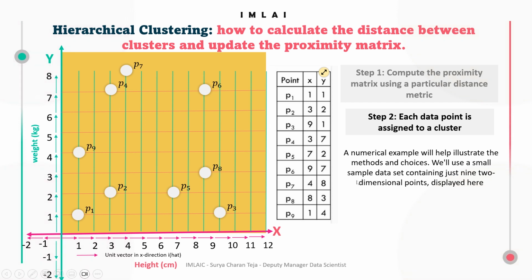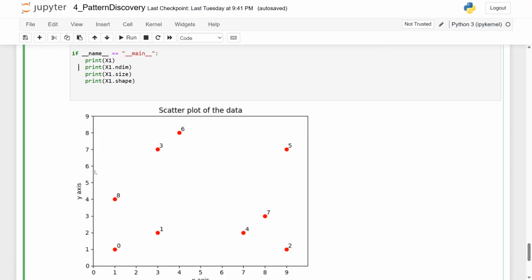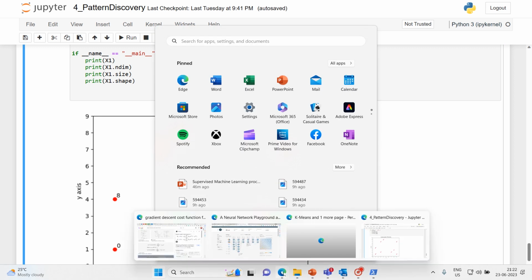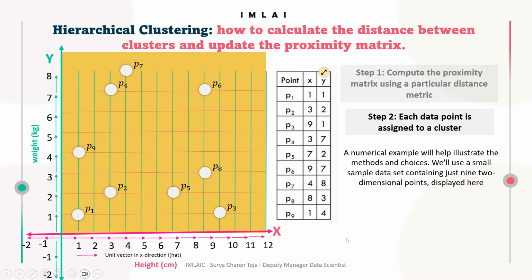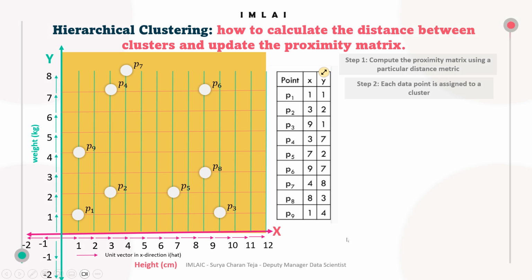So a numerical example will help illustrate the methods and choices. We'll use a small sample data set containing just 9 two-dimensional points that is displayed here, and each point we have considered as a cluster. So now what's next? We have done step 1, which is computing the proximity matrix using a particular distance metric, and second, each data point should be assigned to a cluster.